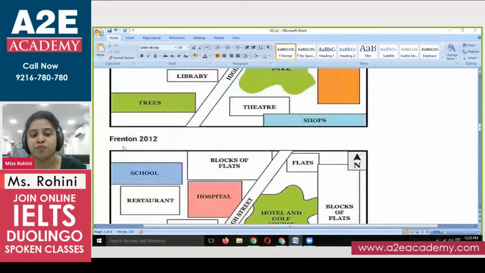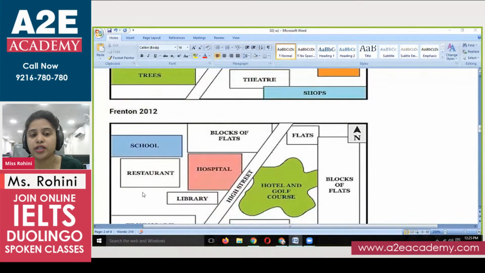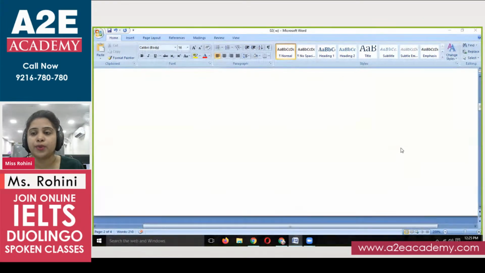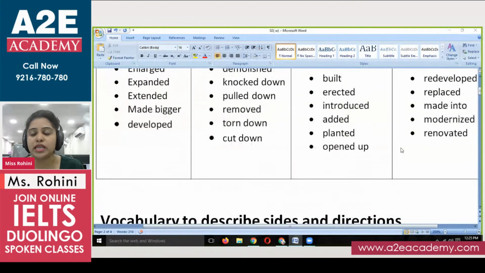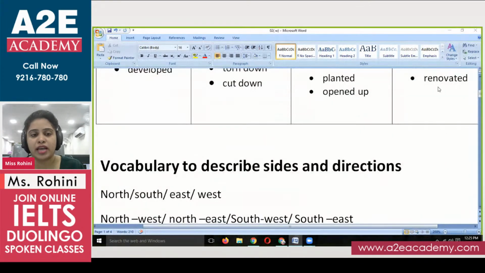So you can say bank की जगह पर restaurants आया है. Okay, so that means change into something. तो change into something के लिए हम कौन-कौन से words use कर सकते हैं? We can use converted, redeveloped, replaced, made it to, modernized and renovated. So we can use the word modernized here. कोई भी use कर सकते हो आप. I'm choosing the word modernized.